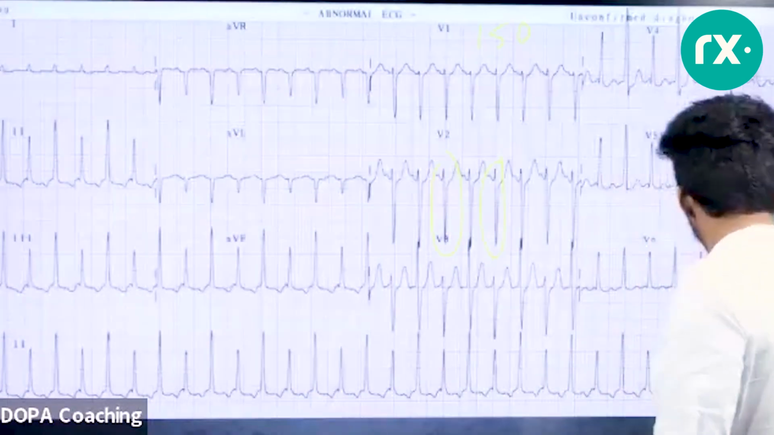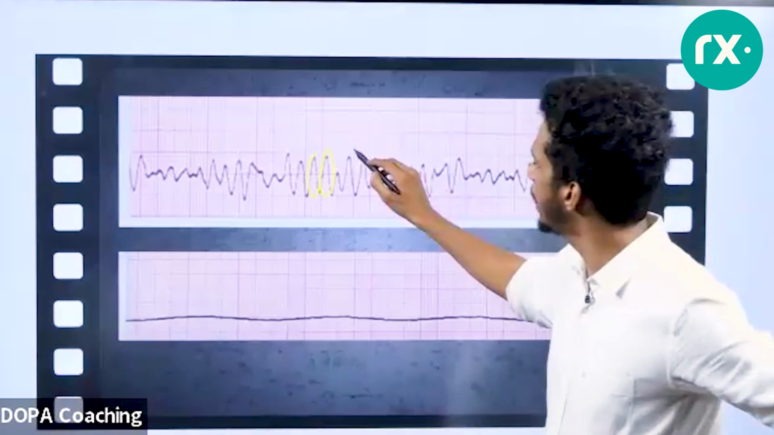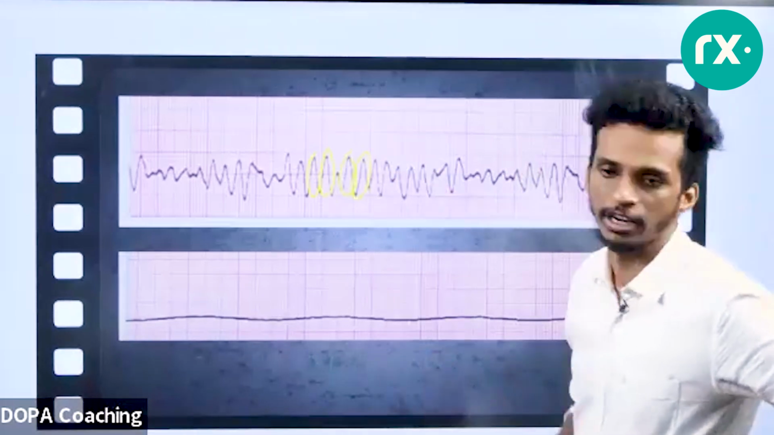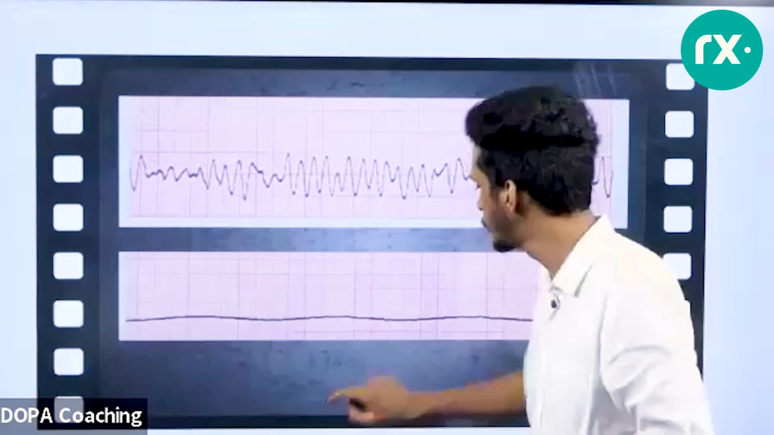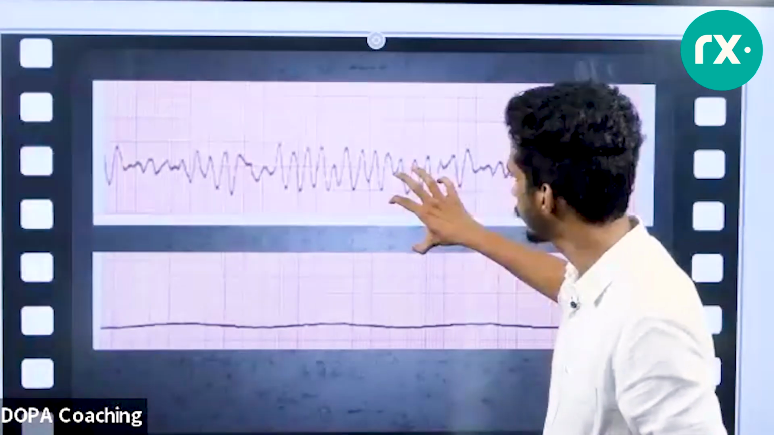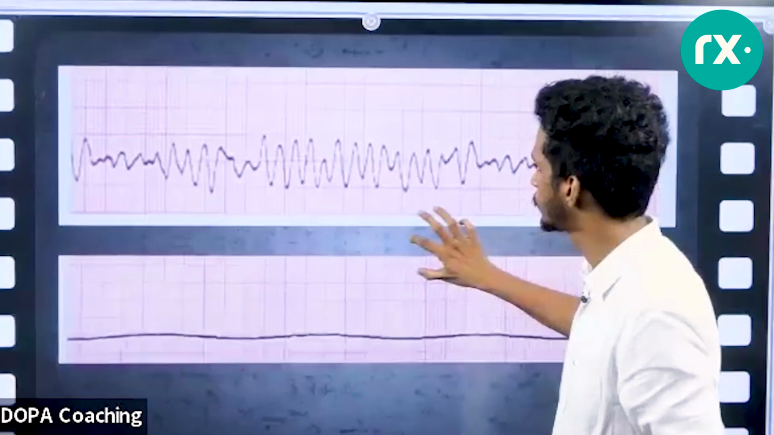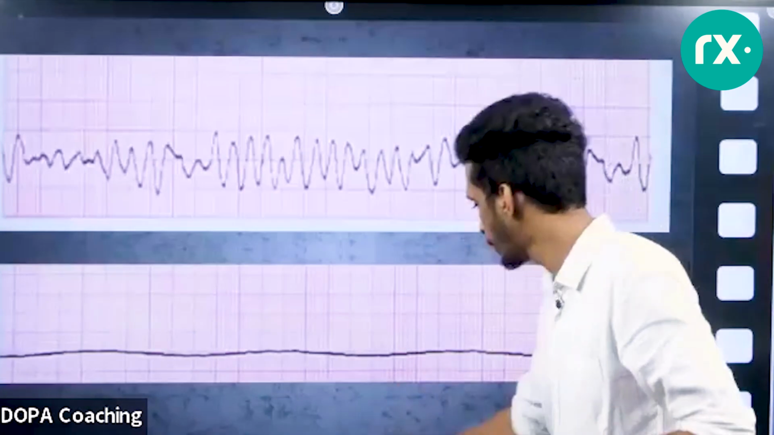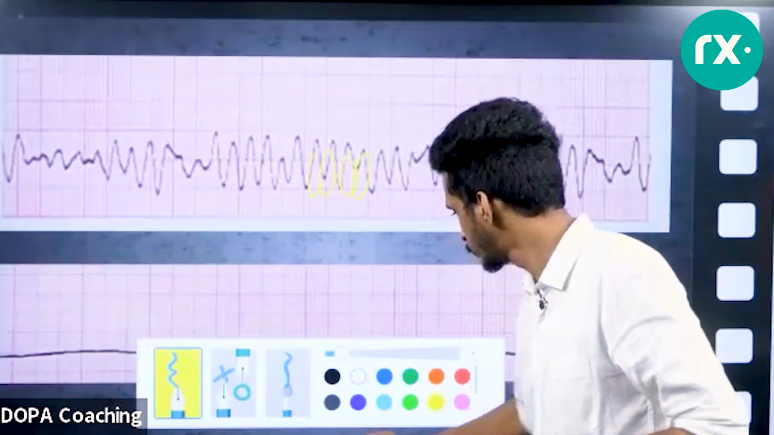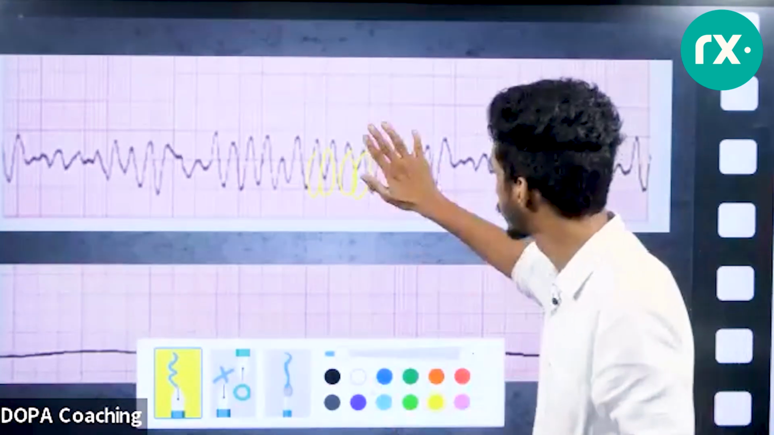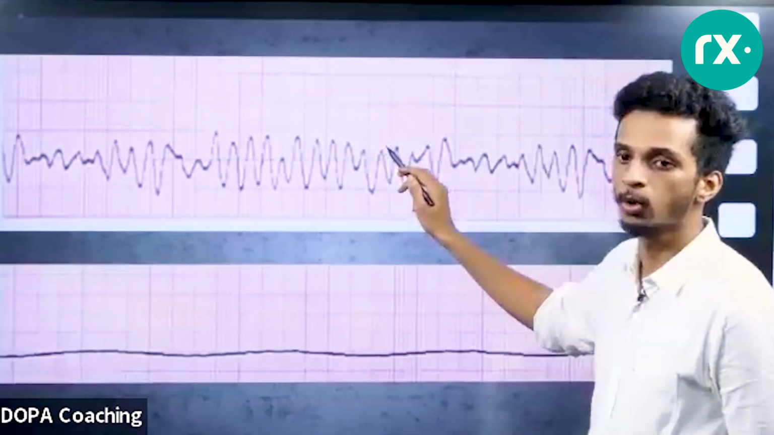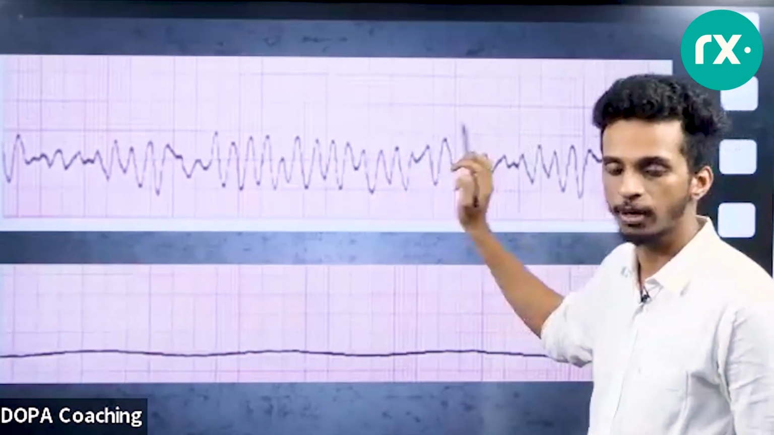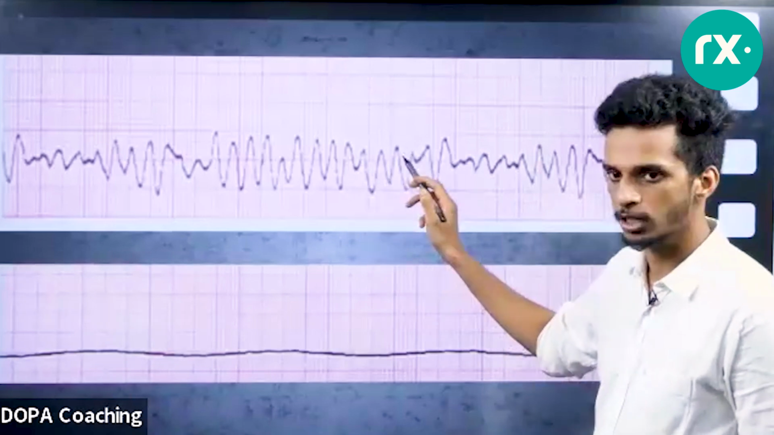Similarly, by using the same concept, you can say these are also impulses coming from ventricles, because we have got wide QRSs here. I'll just zoom it better. So we have got wide QRSs here, and since we have got wide QRSs, these are arrhythmias originating from ventricles.